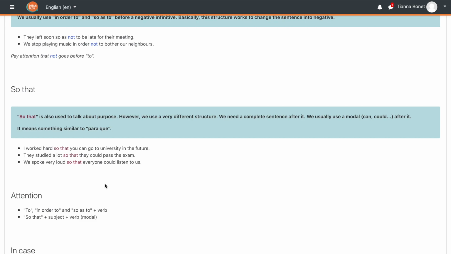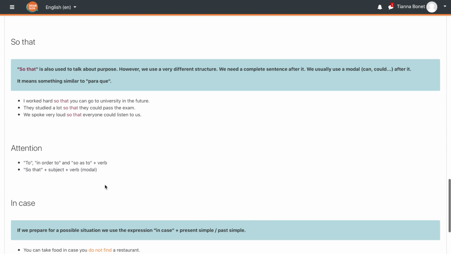Some examples include, I worked hard so that you can go to university in the future. They studied a lot so that they could pass the exam. We spoke very loud so that everyone could listen to us. Please pay attention. To, in order to, and so as to are followed by a verb. However, so that is followed by the subject, then comes the modal verb.